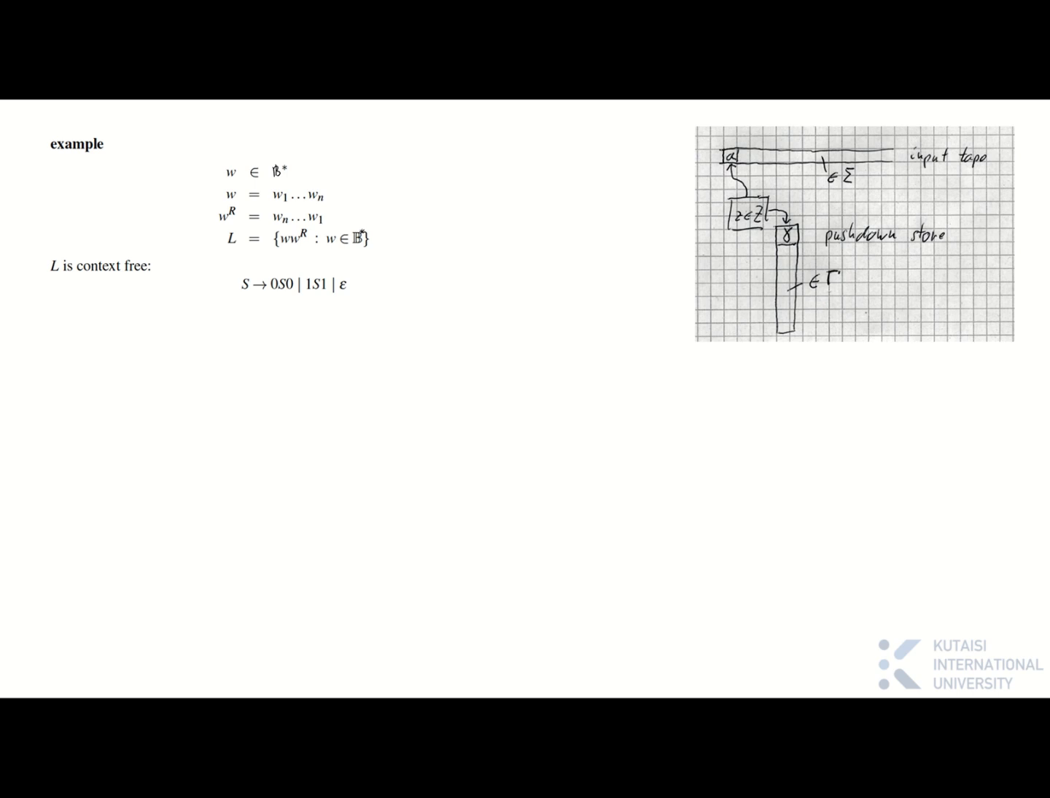Let's look at this weird language. So let's say my strings are zeros and ones. And my language consists of a string and then that string in reverse. So it consists of strings like this. 0, 0, let's say. 0, 1, 1, 0. 0, 0, 1, 1, 0. 0, 1, 1, 0, 0.